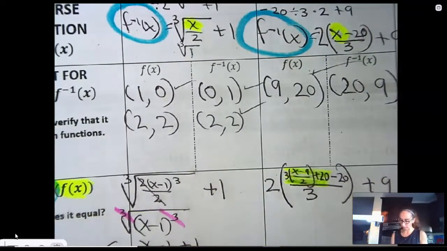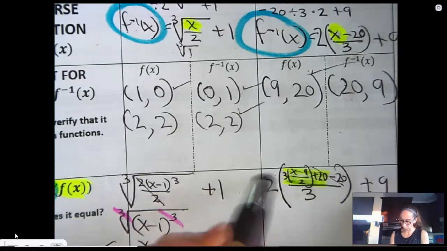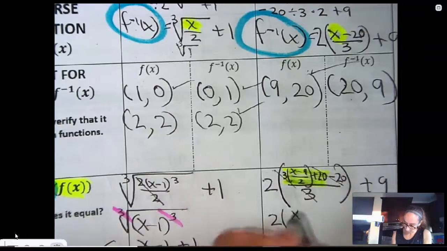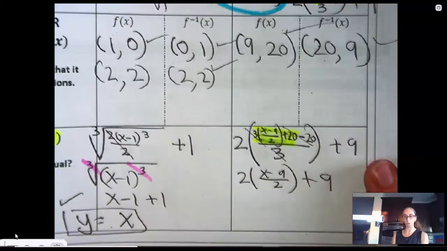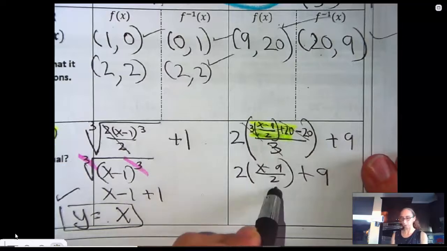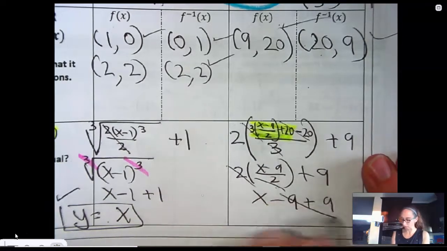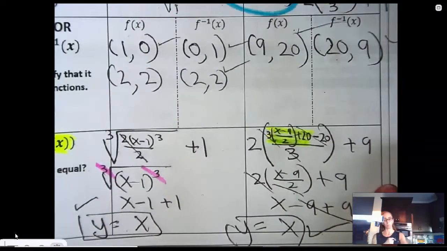So now I look here and I go, oh, well, what's 20 minus 20? Gone. What's 3 over 3? Gone. So I'm left with 2x minus 9 over 2 plus 9. Well, what happens when I have a 2 on top and a 2 on bottom? Gone. X minus 9 plus 9, gone. X, y equals x. Now you know that you're good to go.